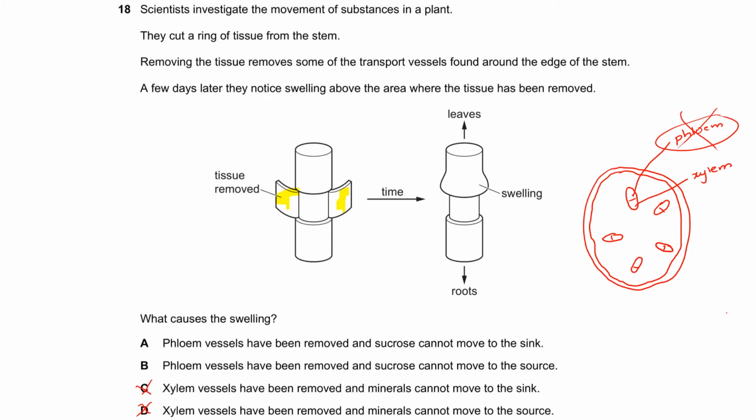Let's read out the second part of the answer. Sucrose can't move to the sink, or sucrose can't move to the source. Sucrose always moves from the source to the sink. So it's produced up in the leaves, and then it has to move down to the roots, because leaves photosynthesize and they need to send the sucrose made to the roots. So the answer is A.